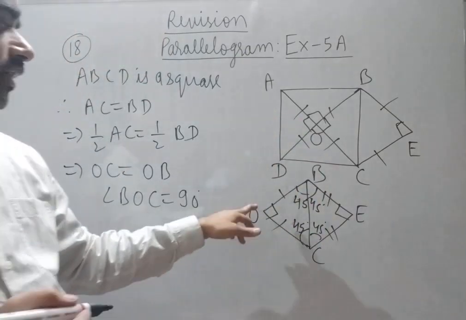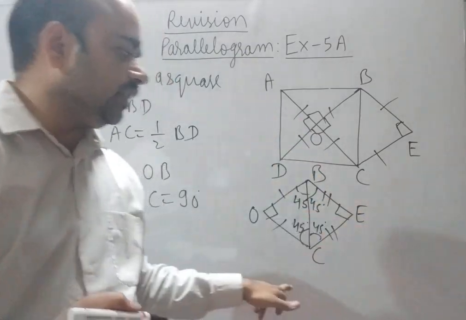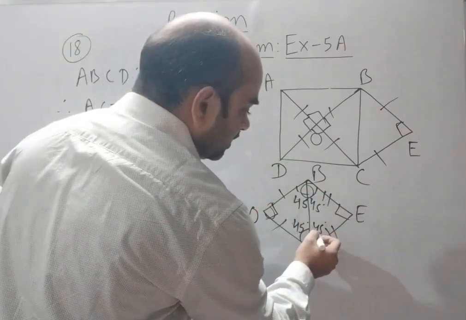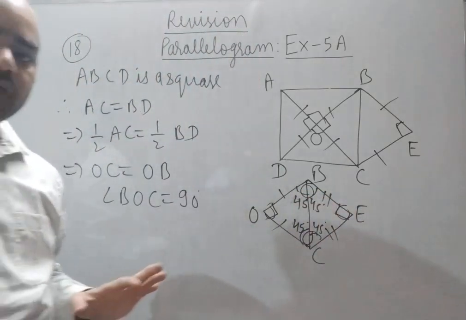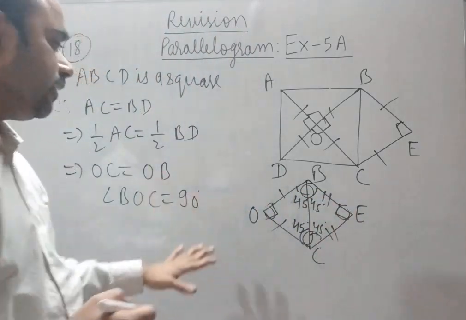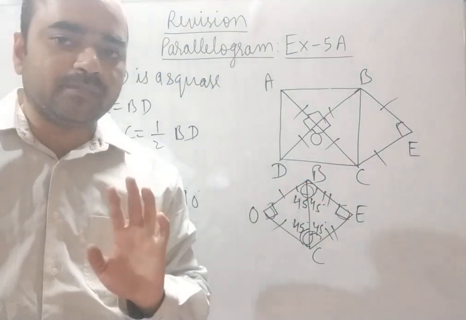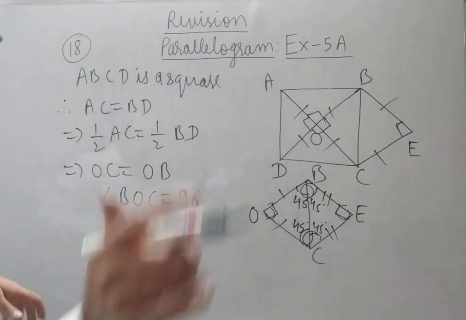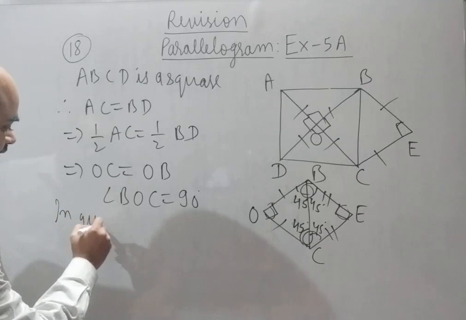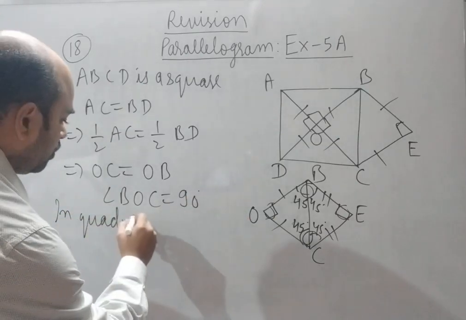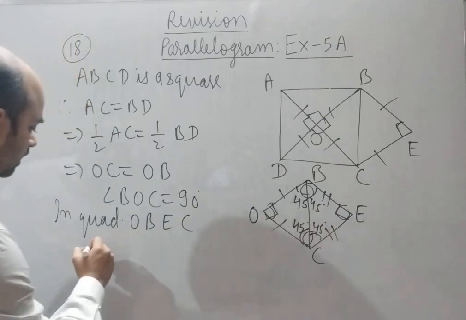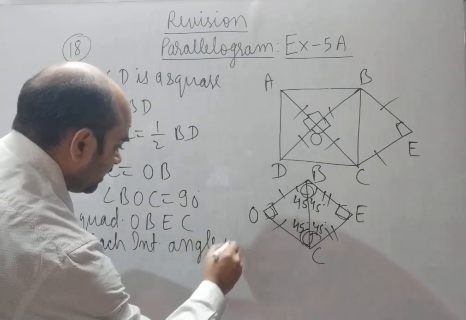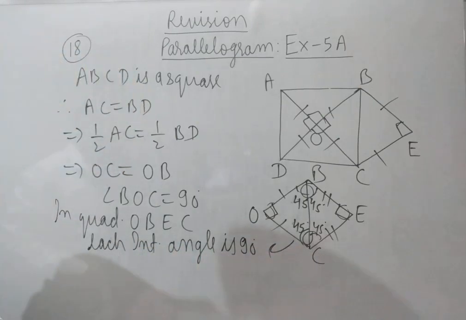So now you can see in the quadrilateral OBEC, each interior angle is 90 degrees. See, each interior angle is 90 degrees, correct? Each interior angle is 90 degrees in the quadrilateral OBEC. First thing we have proved. Second thing, all sides must be equal. So we can write: in quadrilateral OBEC, each interior angle is 90 degrees. Using the diagram you can show, correct?